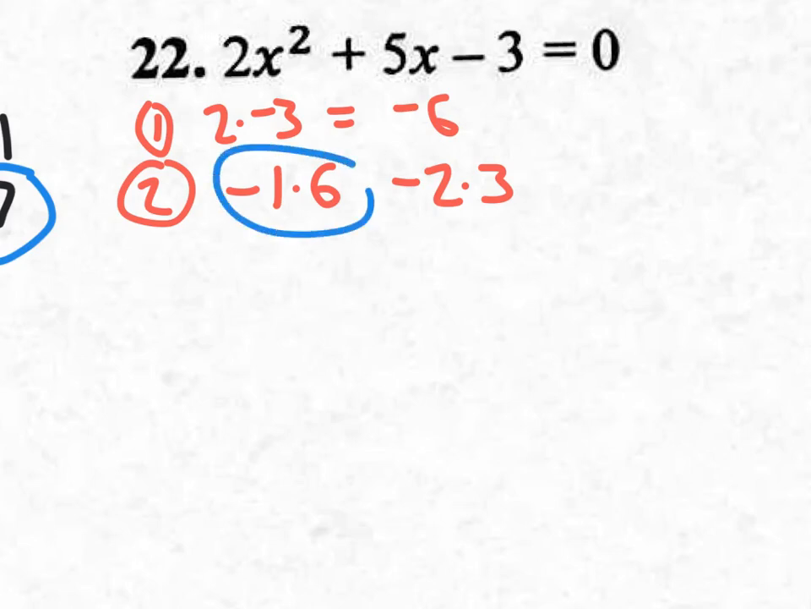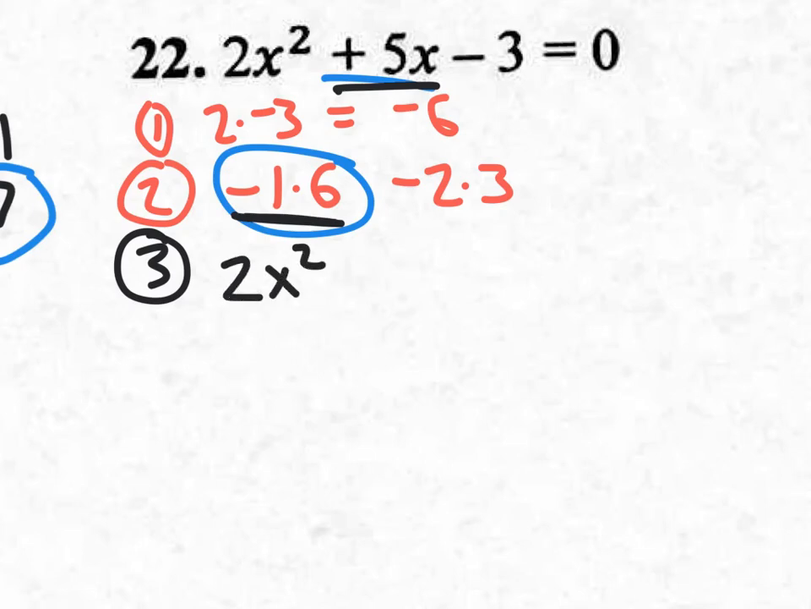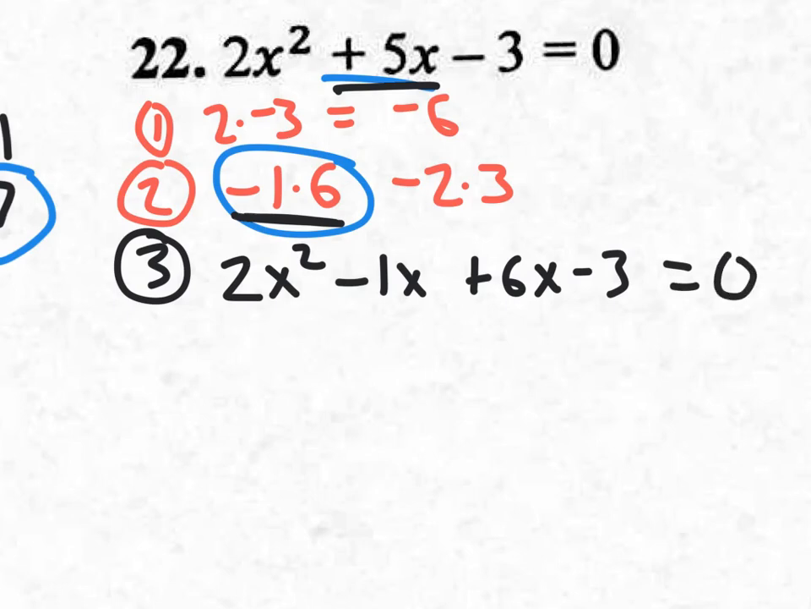That happens to be negative 1 and 6. You don't have to change any signs, because if you add negative 1 and 6 together, it really does give you positive 5x. Step 3 is to rewrite your entire equation, but instead of the middle value, 5x, you're going to rewrite it as negative 1x plus 6x. So once again, rewrite the whole thing, 2x squared minus 1x plus 6x, and then a minus 3 at the very end. And of course, don't forget about the equals 0.